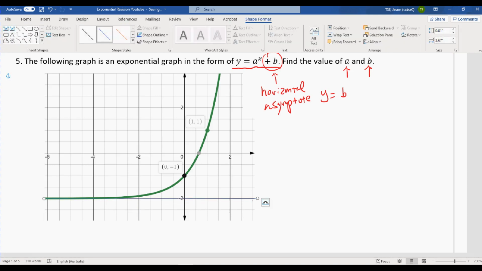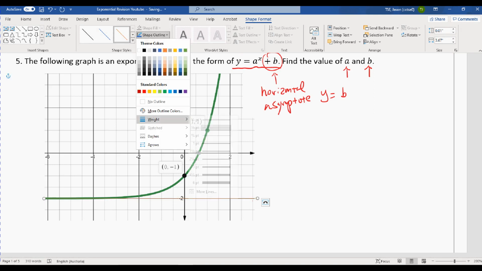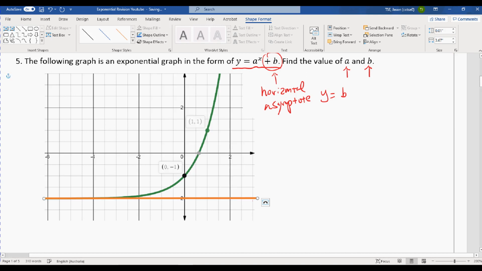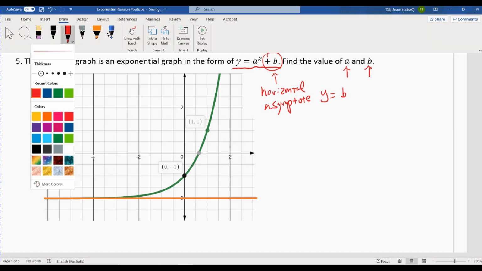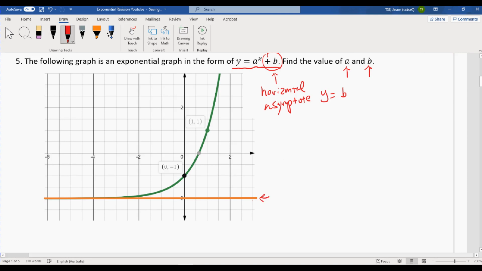Use another color, possibly. This line is what we call the horizontal asymptote, which is sitting at y equals minus 2. So that means b equals minus 2. But you still need to find the value of a.